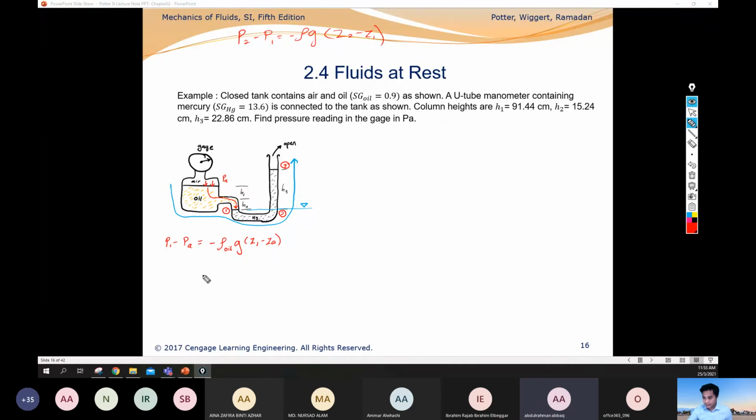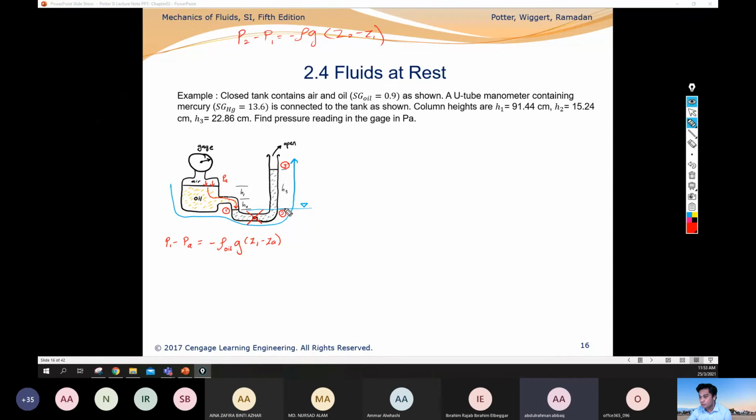Okay, next is which one we need to consider? Do we need to consider 1 going to 2? No, doctor. Why? Because it's the same pressure. Point 1 and point 2, the same pressure. So just skip here. Not necessary. So you cross to point 2.